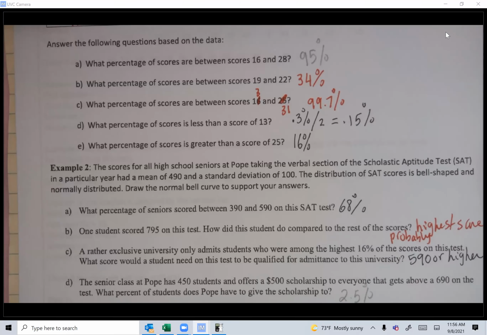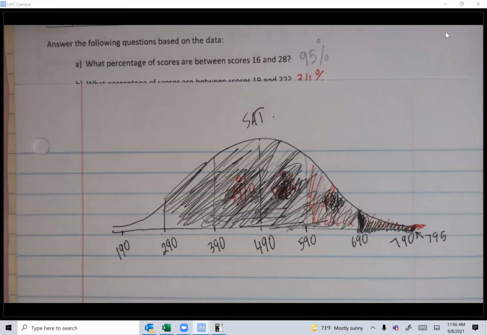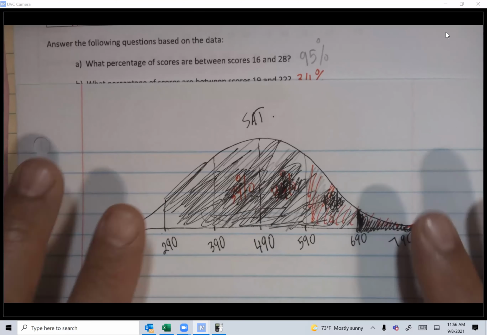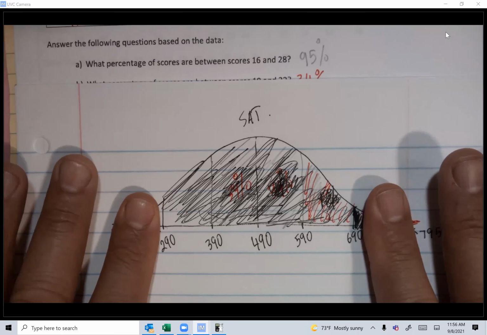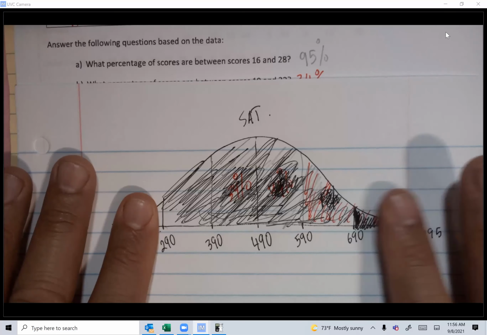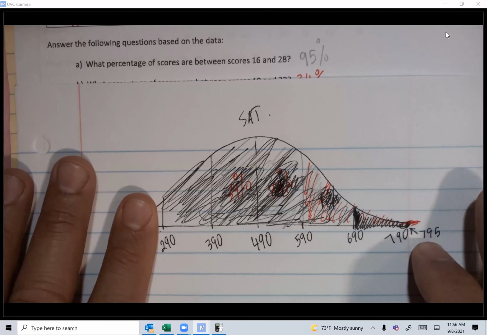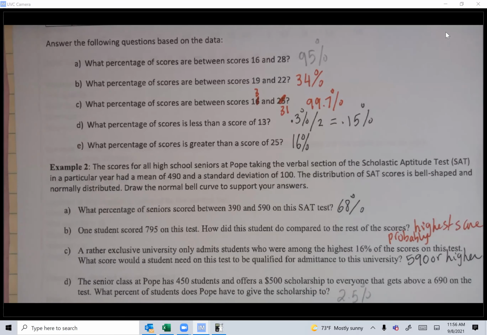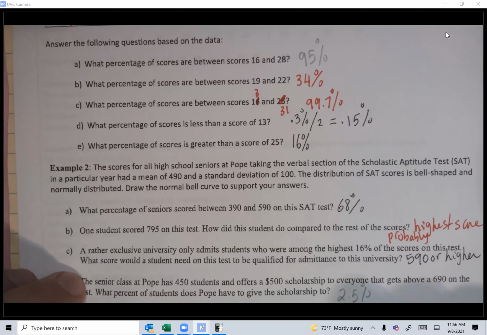So what I said, guys, so that will show up in the recording. From 290 to 690 is 95%. What remains here is the 5%, but I want only one tail from 690 and up, which is 5% divided by 2, which is 2.5%. And that's the answer, 2.5%. That is the empirical rule. It's called the empirical rule in section 2.4.